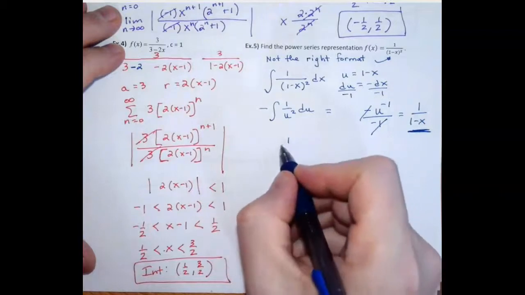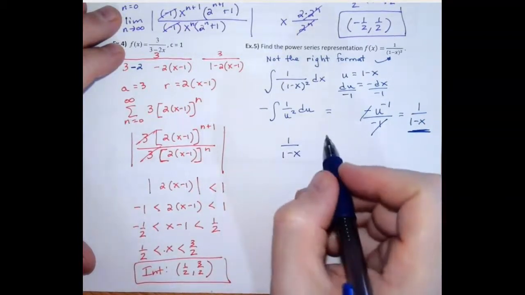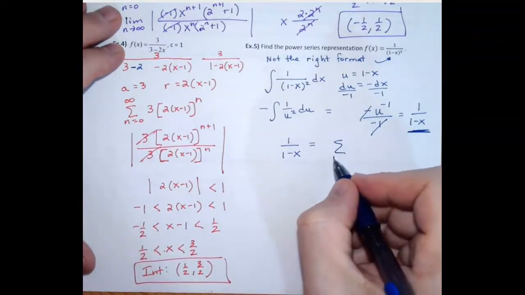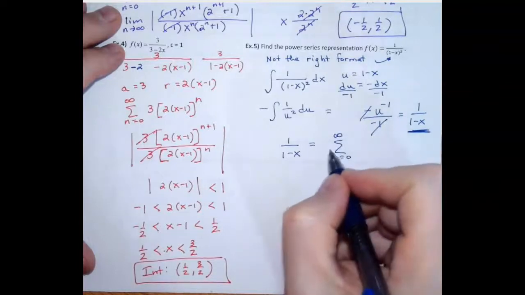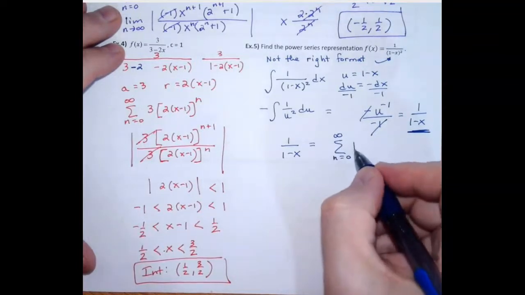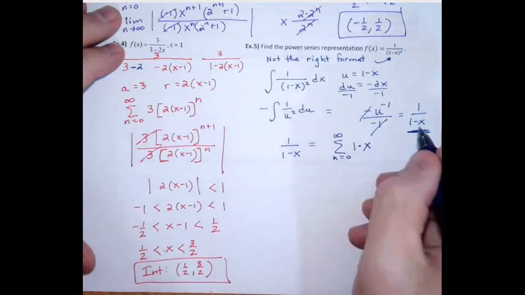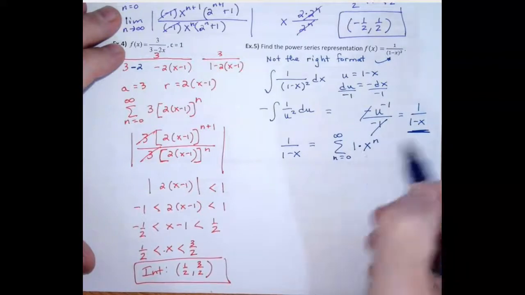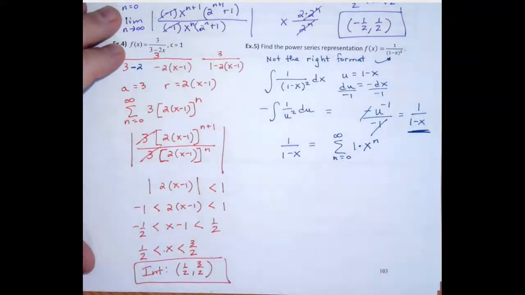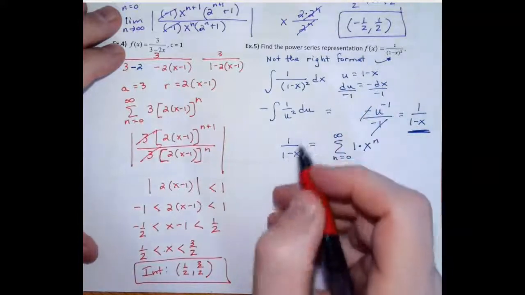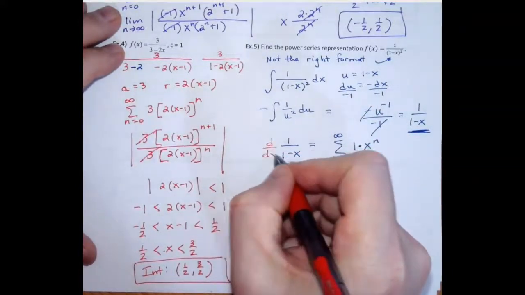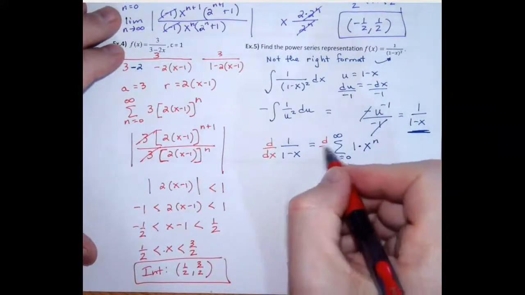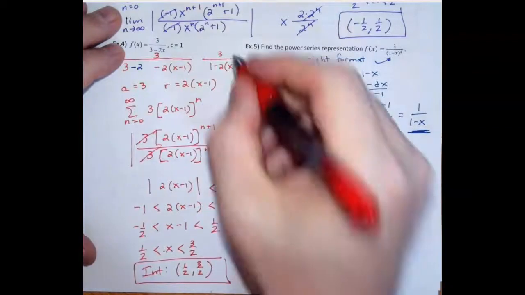So now we can use the fact that that is equal to the sum, n equals 0 to infinity. A was 1, and r was x. So it's a r to the n. So that looks good. Now, what's cool about that is, now if we take the derivative of this, that'll get us back to where we want it to be. And we can also take the derivative of this side.